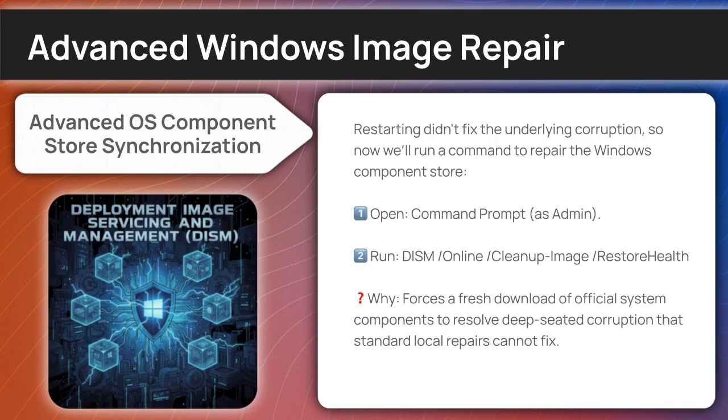Restarting didn't fix the underlying corruption, so now we'll run a command to repair the Windows component store. First, open Command Prompt as admin. Second, you're going to type dism /online /cleanup-image /restorehealth, then hit enter. Why are we doing this? Well, this forces a fresh download of official system components to resolve deep-seated corruption that standard local repairs cannot fix.